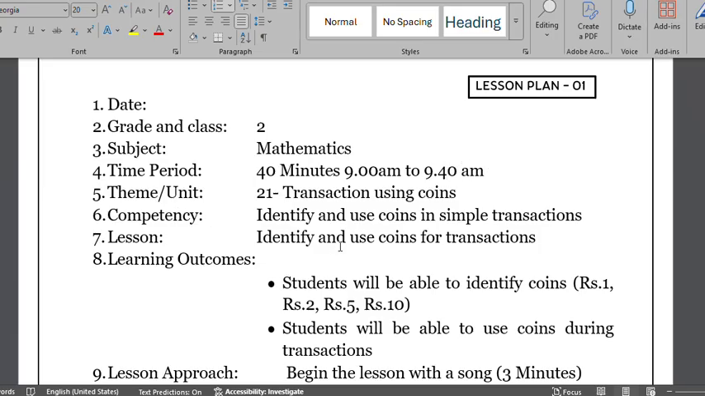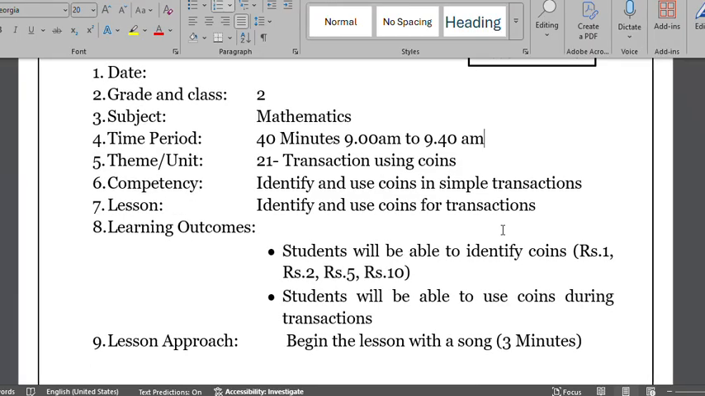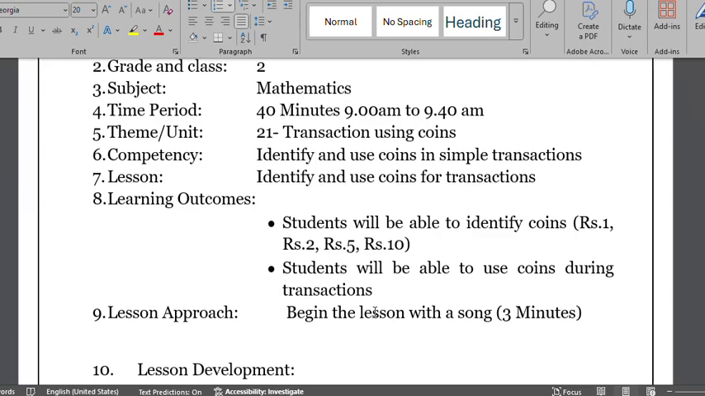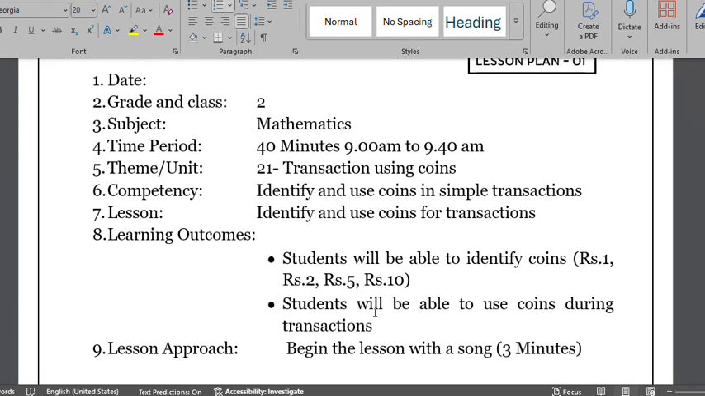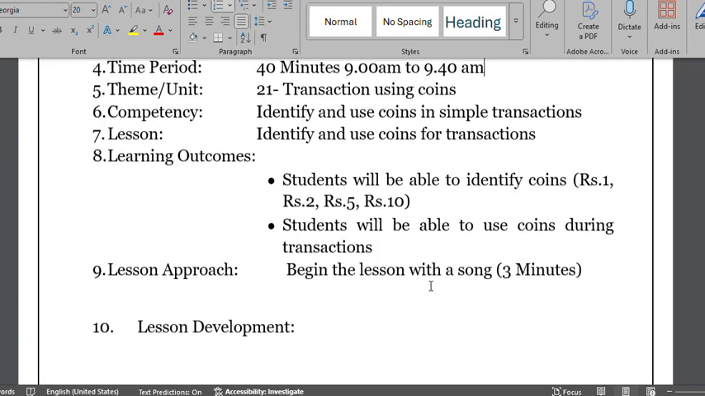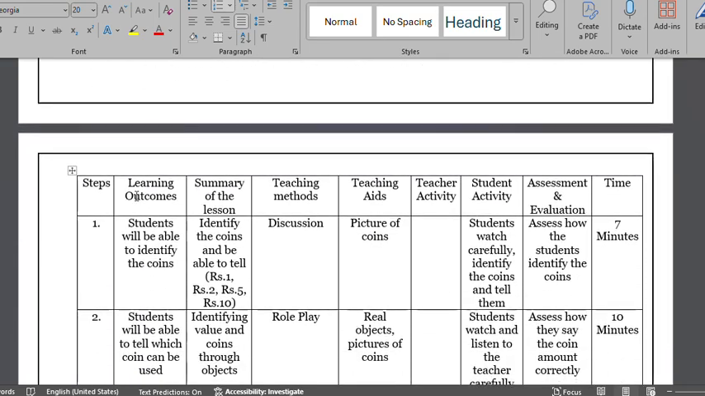And also the other things: the competency, then the lesson, and the learning outcomes. Some lessons will have two or more learning outcomes, and some will have only one. The lesson approach is how you are going to begin the lesson, and you have to allocate time for that too. Then the lesson development, and here are the topics for it.